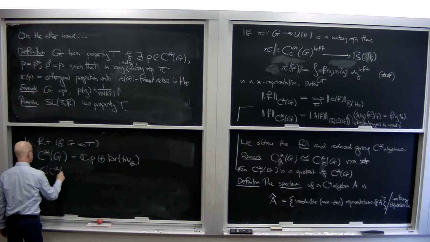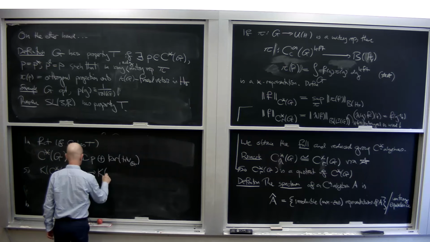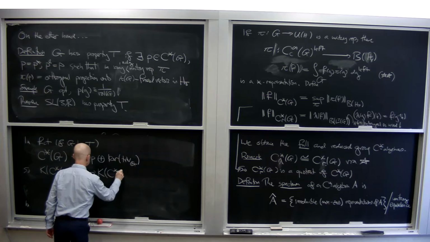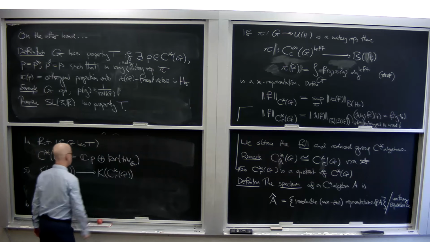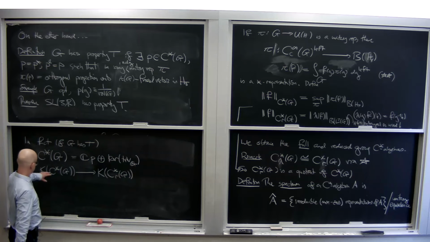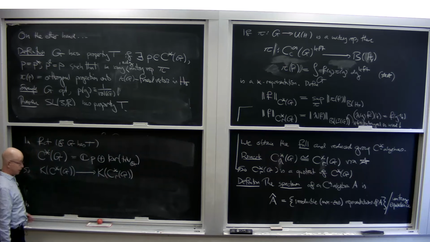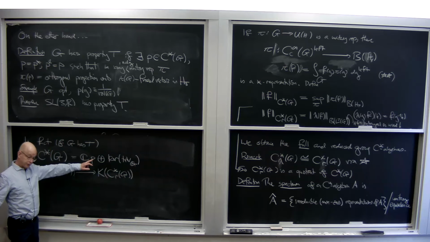And this is a sobering lesson. If you look at this map in K-theory, which is associated to the projection from C star of G to this quotient, the reduced C star algebra of G, what's going to happen to this projection?